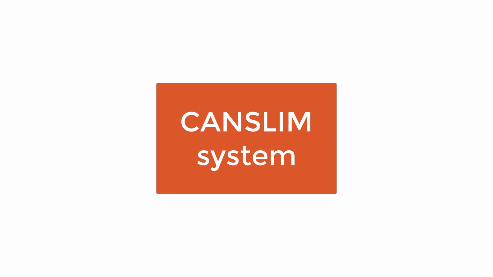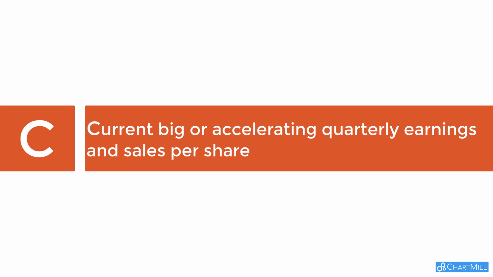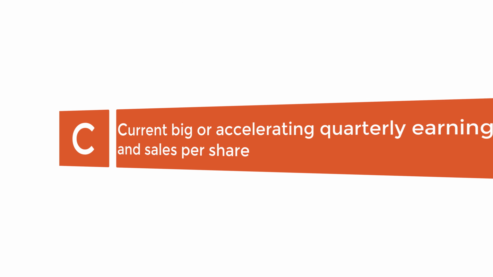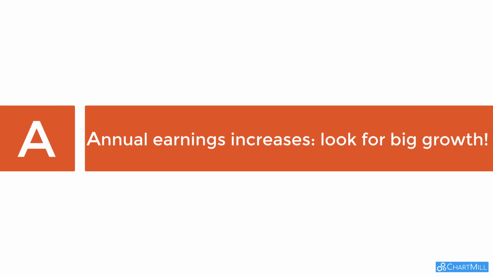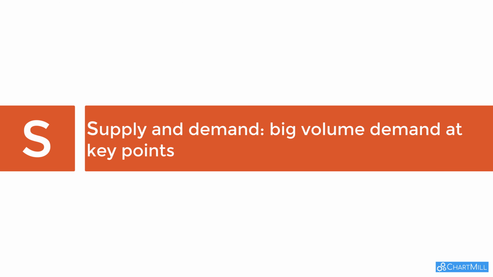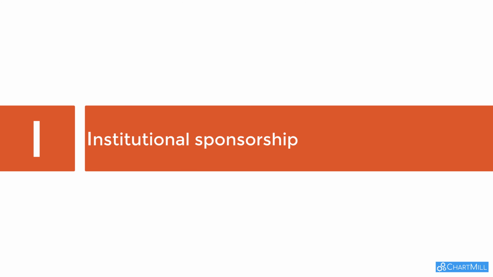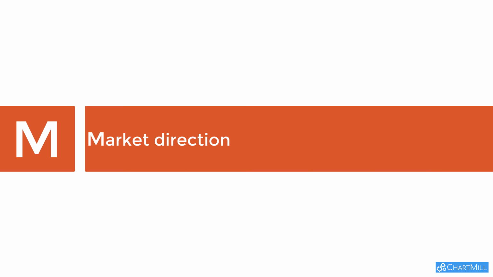CANSLIM is an acronym and the individual letters stand for C, the current big or accelerating quarterly earnings and sales per share. A, the annual earnings increases, looking for big growth. N, newer companies, new products, new management, new highs of properly formed chart bases. S, supply and demand, big volume demand at key points. L, leader or laggard, which is your stock. I, the institutional sponsorship. And M, the market direction.